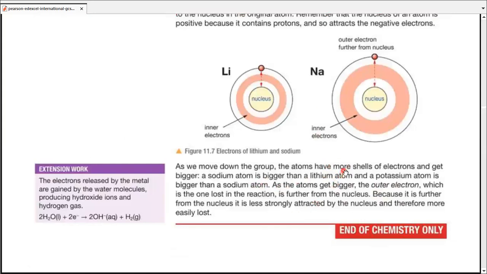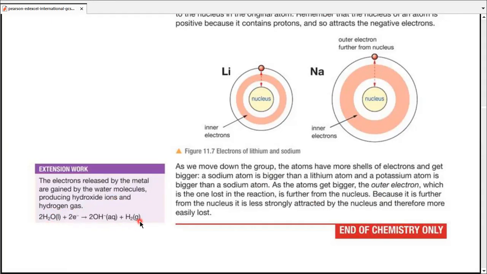As you move down the group, the atoms have more shells of electrons, so they get bigger. Sodium atom is bigger than lithium, potassium is bigger than sodium. As the atoms get bigger, the outer electron, the valence electron, is lost even more easily because it's further from the nucleus and less attracted. So electrons released by the metals are gained by water molecules, producing hydroxide ions and hydrogen gas.